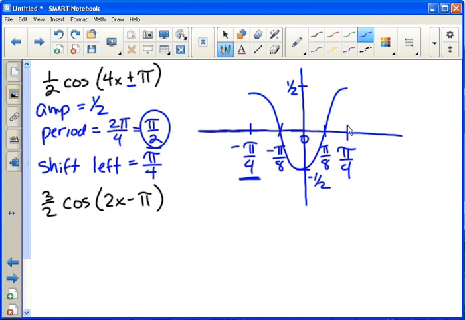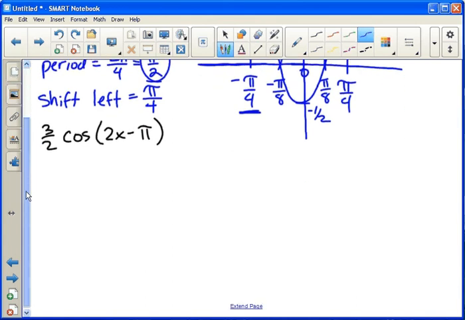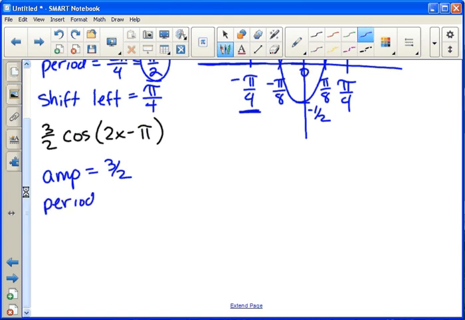Okay, let's look at another cosine one. Here our amplitude is 3/2. Our period is going to be pi, because we do 2 pi over 2, 2 pi over whatever number's in front here. And then our shift is going to be to the right, because it's minus. And we do pi over 2. So we shift to the right, pi over 2.